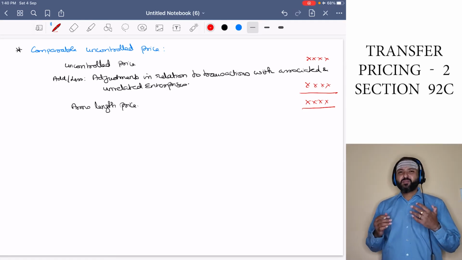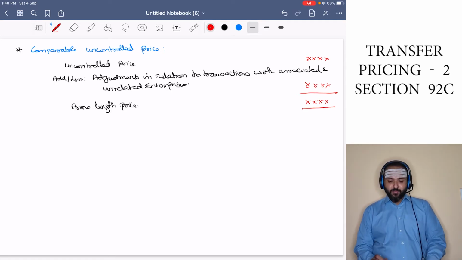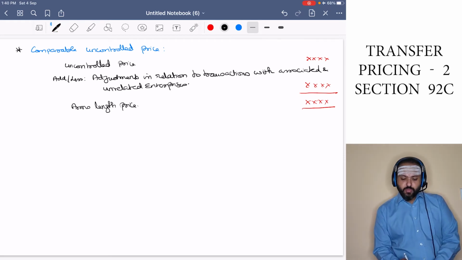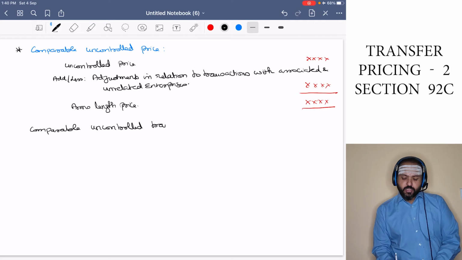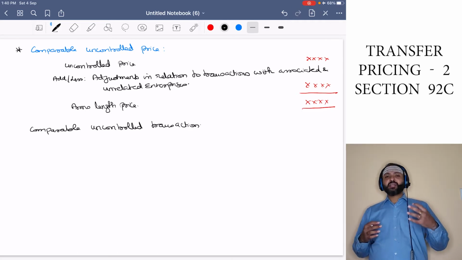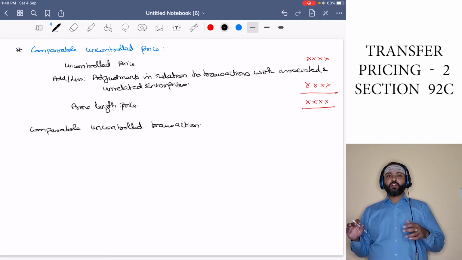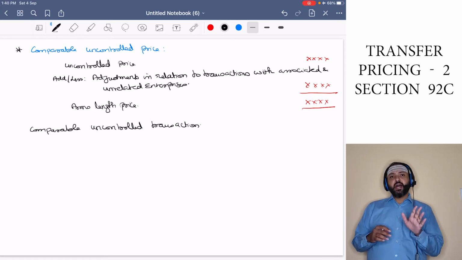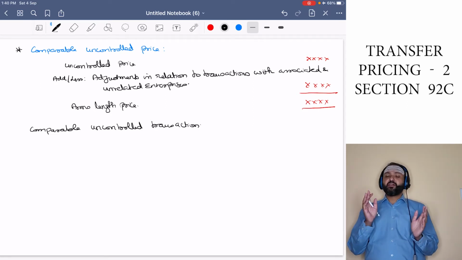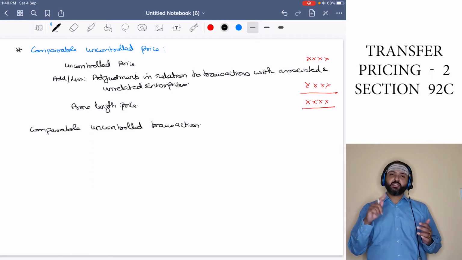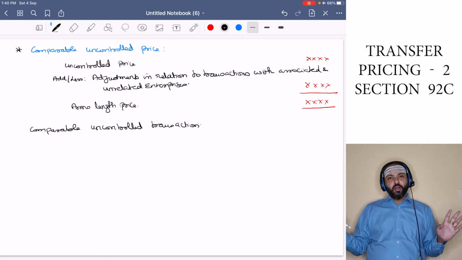Now, when can this method be applied? First thing, there has to be a comparable uncontrolled transaction. If the business has a comparable uncontrolled transaction, then it is possible for the business to say, see, I have done a transaction with a third person, I have done a transaction with a related party, both are the same, so no problem. I am already at arm's length.